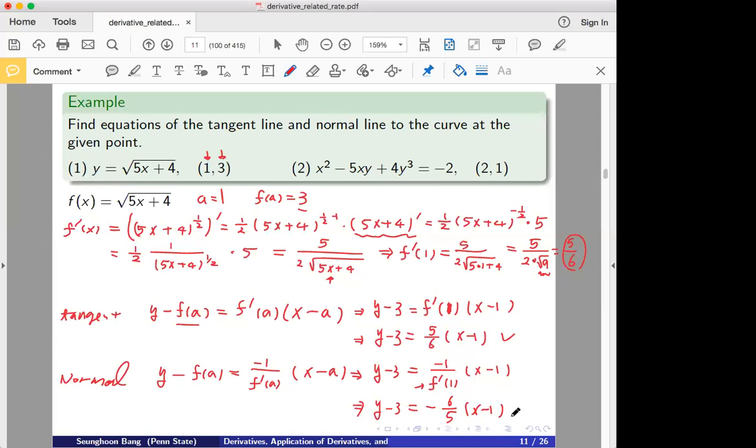It's good. The next one: how can you find the equation of the tangent line to the second one? You can use the same idea. Here, you can use the same idea. Let me erase everything.